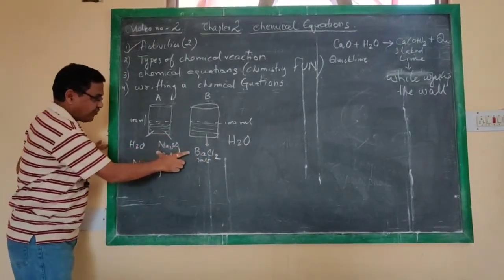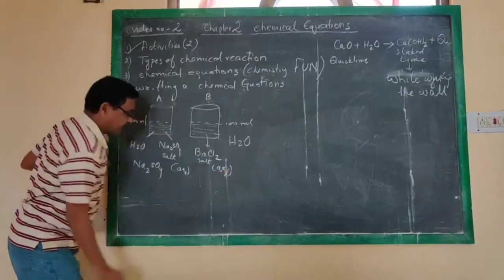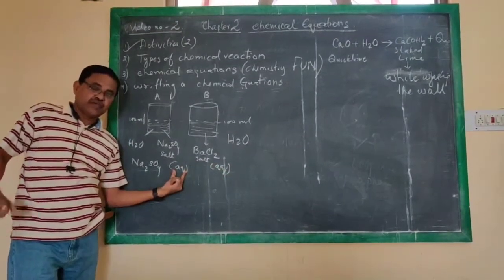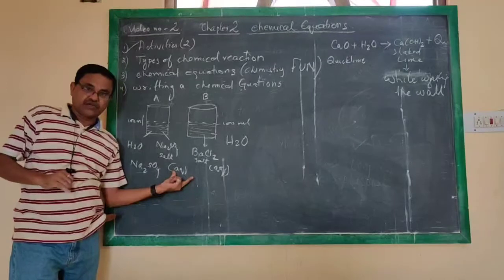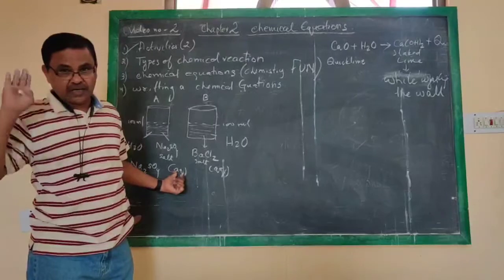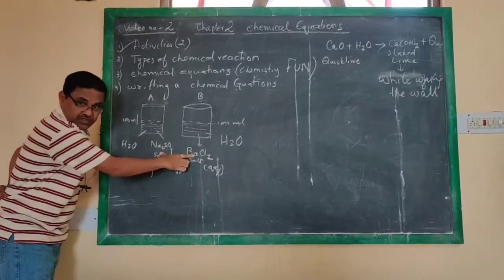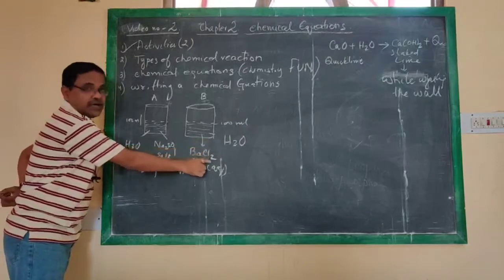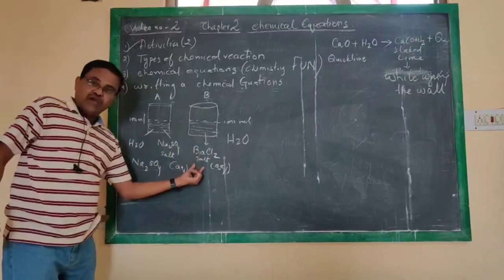Now both are aqueous solutions. Aqueous solution is represented by AQ. What does aqueous mean? Aqueous means any salt which is mixed with water is called an aqueous solution. Here in this activity we have got 2 solutions: one is an aqueous solution of sodium sulfate and the other is an aqueous solution of barium chloride.